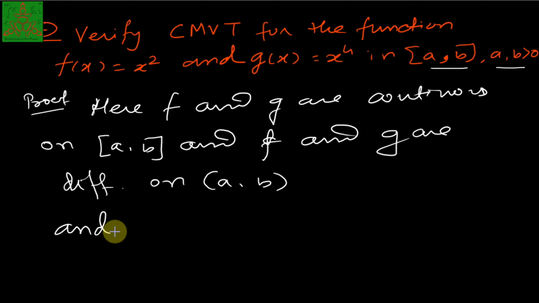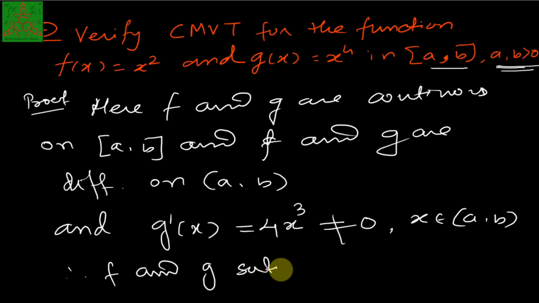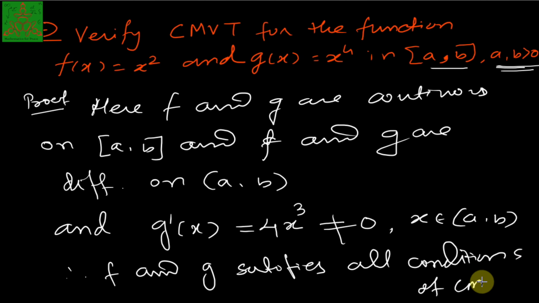And for the third condition, we have to check whether g dash of x is non-zero. So g dash of x is 4x cube, which is non-zero if a and b, both being positive real numbers, for every x in the interval (a, b). So hence f and g satisfy all the conditions of CMVT. Therefore f and g satisfy all conditions of CMVT.